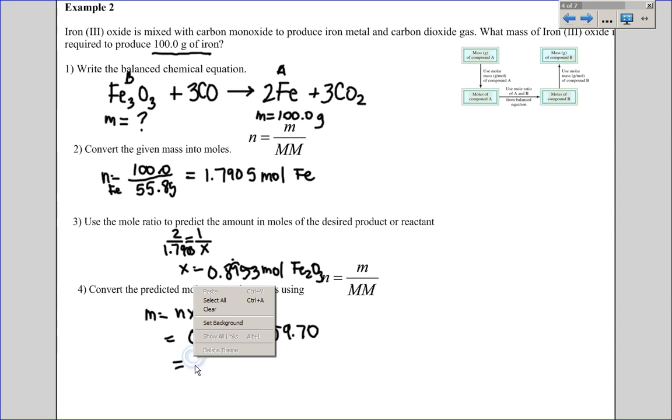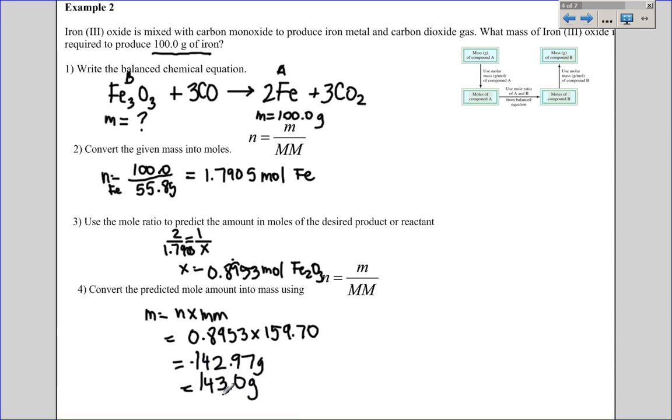And what we find, we get 142.97 grams, which we're going to round to 4 significant digits because that's what we started with at the beginning. So that's going to round to 143.0 grams. Okay, so the amount of iron oxide that I need in order to produce the appropriate amount of iron is 143 grams.